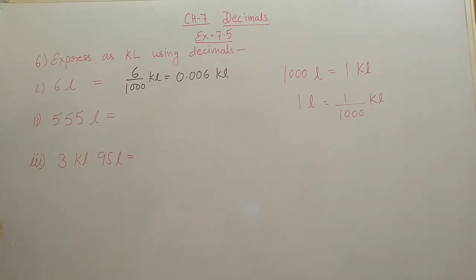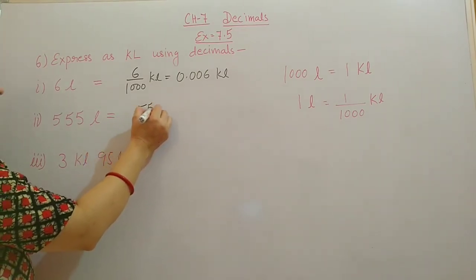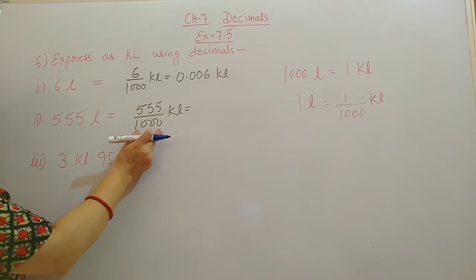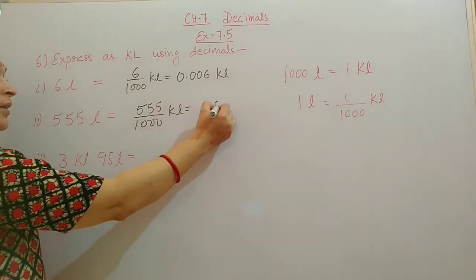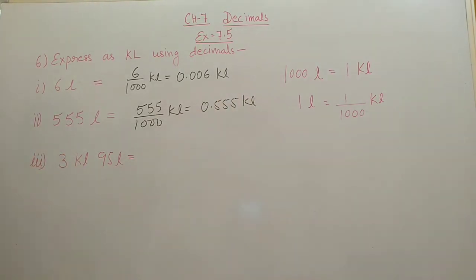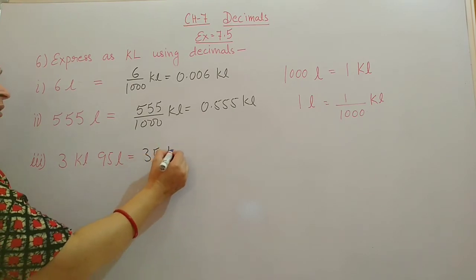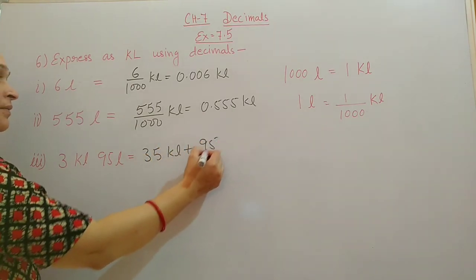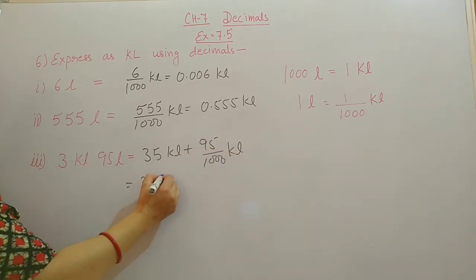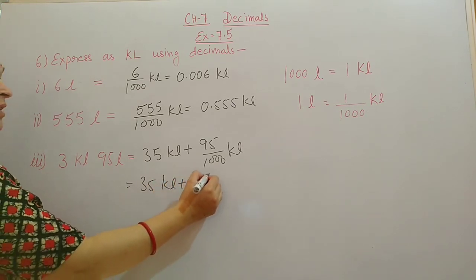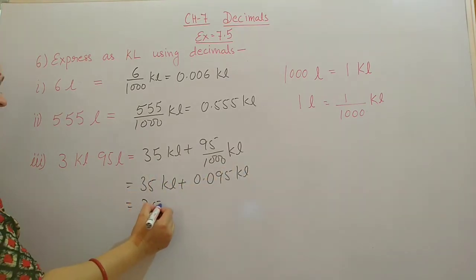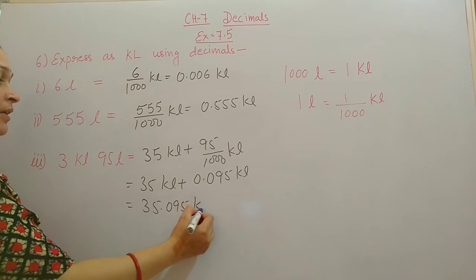Next, 555 liter, which we can write as 555 by 1000 kiloliter. Dividing by 1000, again 3 decimal places, so 0.555 kiloliter. Next, 3 kiloliter plus 95 liter. 3 kiloliter as it is, and 95 we will divide by 1000 to change into kiloliter. So it will become 3 kiloliter plus 0.095 kiloliter. Together we will add, it will become 3.095 kiloliter.